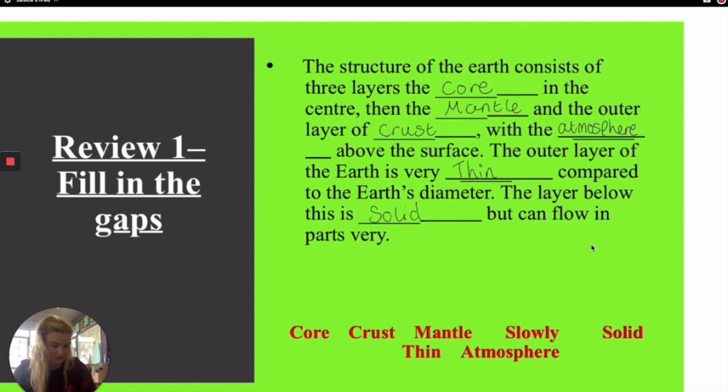Okay, so you should have filled that in. If you haven't, then you need to go back in, fill it in, maybe mark it in a red pen if you've got access to a red pen.